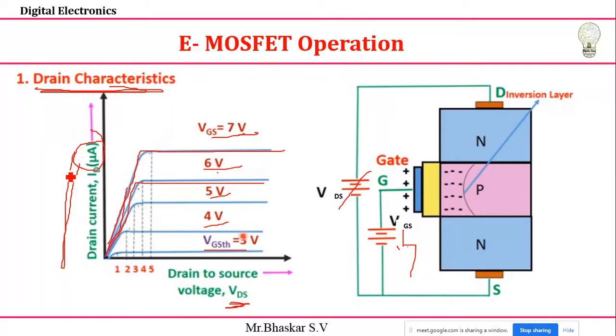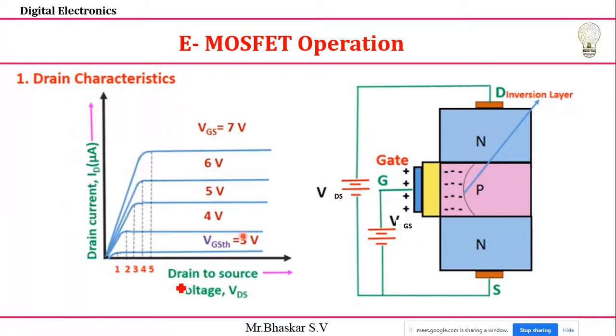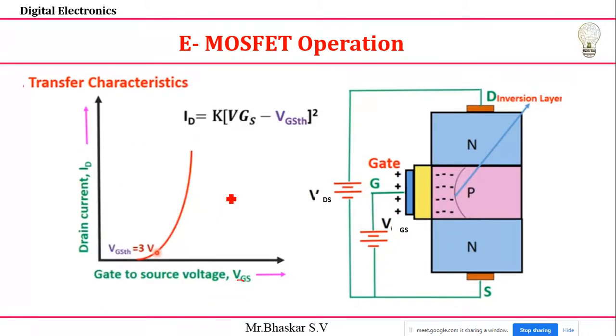Clear? So what I'm trying to tell here is, if I increase my drain-to-source voltage while keeping VGS constant, after certain conditions my drain current will be saturated. Saturated means it is constant. Clear about this? If I plot the graph of drain-to-source voltage with respect to ID, meaning the drain characteristic, it will come as a picture. When I plot the graph of VGS with respect to drain current, it is called transfer characteristics.